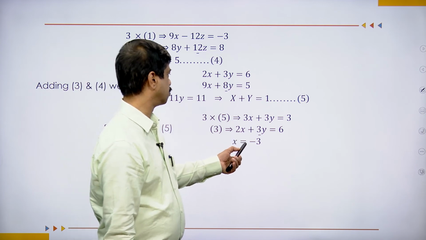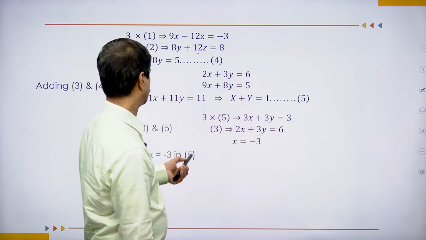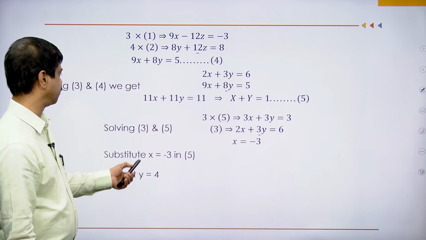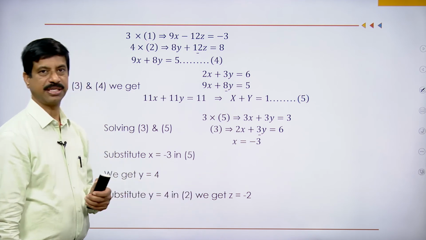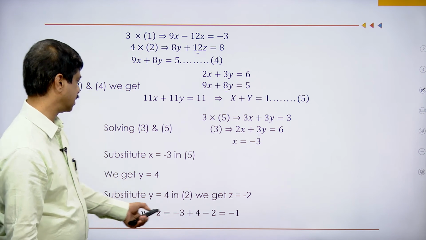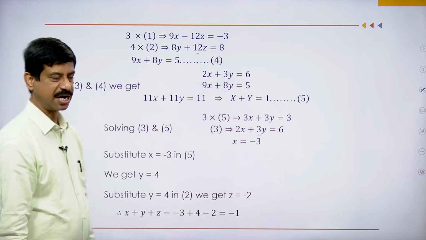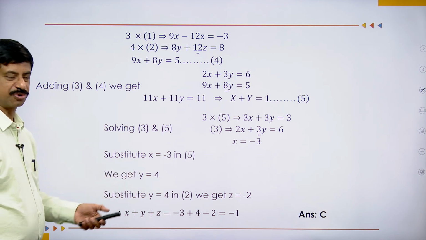So we know x equal to minus 3. Can't you substitute here and get the y value? The y value is 4. Once you know x is minus 3 and y is 4, substitute in any one of the equations and get the z value. You will get z as minus 2. So find x plus y plus z, and you will get minus 1. Right, students? And of course the answer is C.